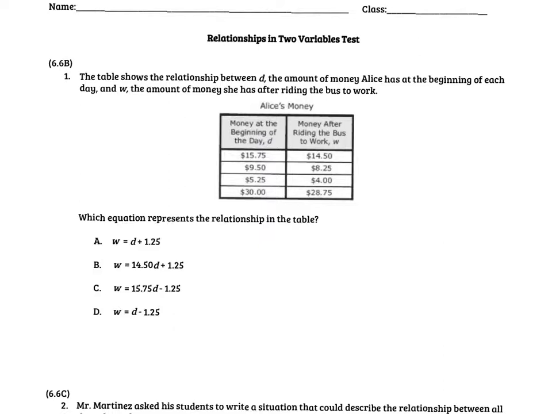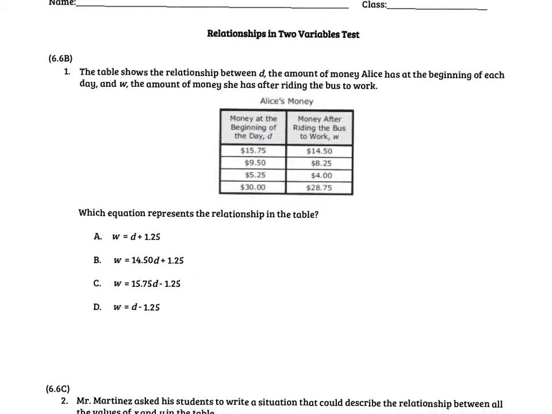A, W equals D plus 1.25. B, W equals 14.50 D plus 1.25. C, W equals 15.75 D minus 1.25. Or D, W equals D minus 1.25.